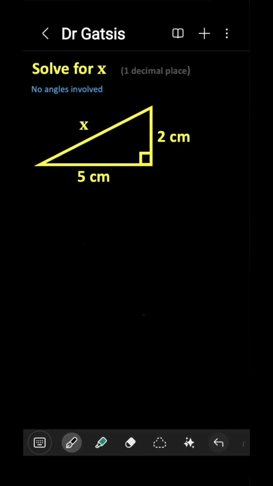We have a right-angled triangle and no angles are involved. The approach would be to use the Pythagorean theorem. So we have x squared equals these quantities. Now how do you arrange the equation? Maybe you've said a, b, and c in the past.